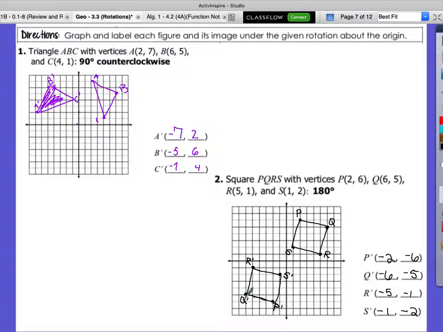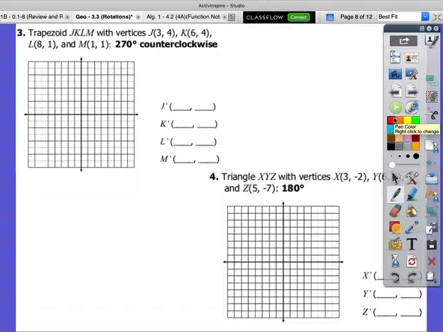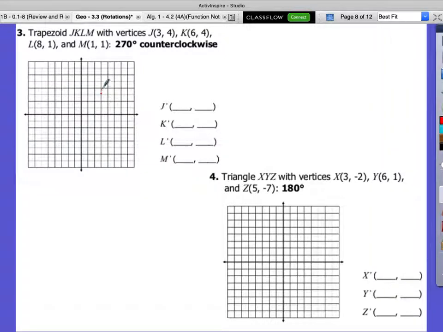I'm gonna speed run through number 3 here, since we did that one already, okay? So 3, 4. Okay. 6, 4. Okay. 8, 1. And 1, 1. Okay. So we're gonna rotate it 270 degrees counterclockwise. So it should end up down here, if we think about it that way.